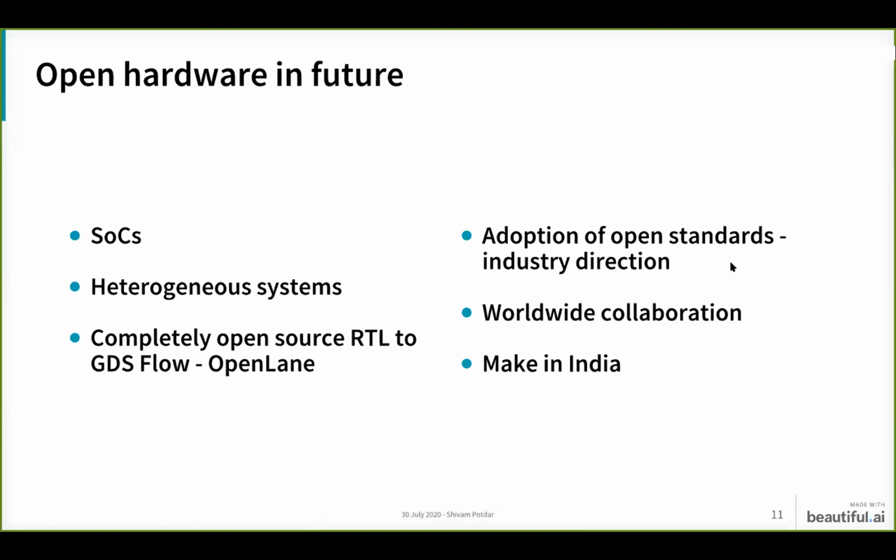Another trend we are seeing is that adoption of open standards is becoming an industry direction. Many big names are pursuing open source hardware. Many brands such as Google and others are part of both the RISC-V Foundation and the OpenPOWER Foundation. That implies they are really interested in taking this forward. And since it is open source, we have worldwide collaboration. Another point is Make in India. Since we have all the resources now, we can try at least designing in India, if not fabrication at the moment.